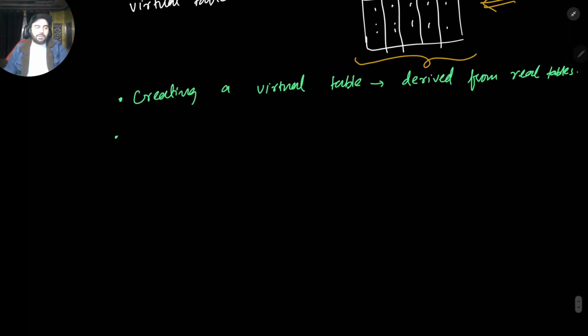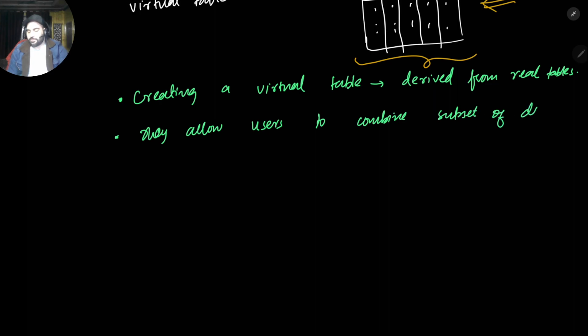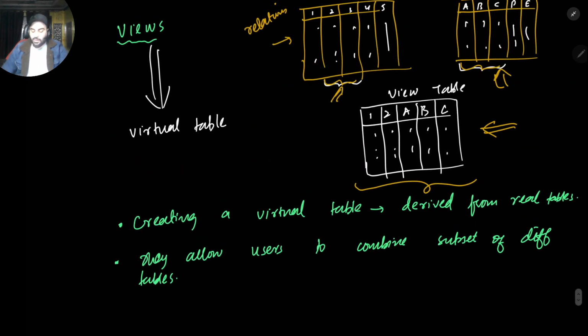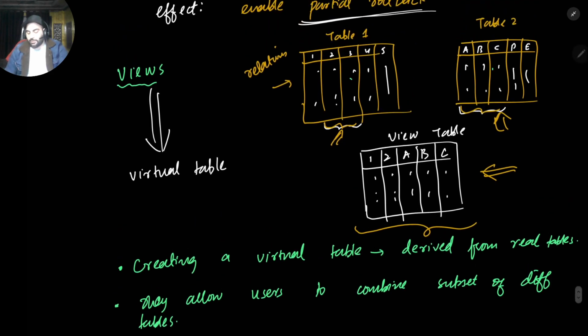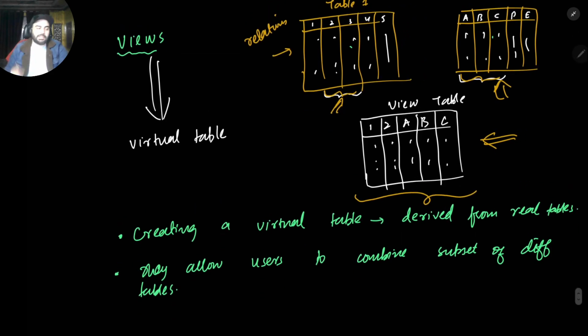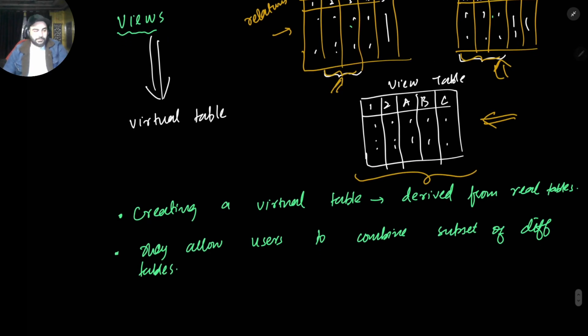The purpose is they allow users, for example we are the user, database manager or something, to combine subsets of different tables. When we combine these, now we have this virtual table. Now we can treat this view table like these 2 tables, table 1 and table 2, and we can get data out of this. Is the concept of views clear? Yes, sir.